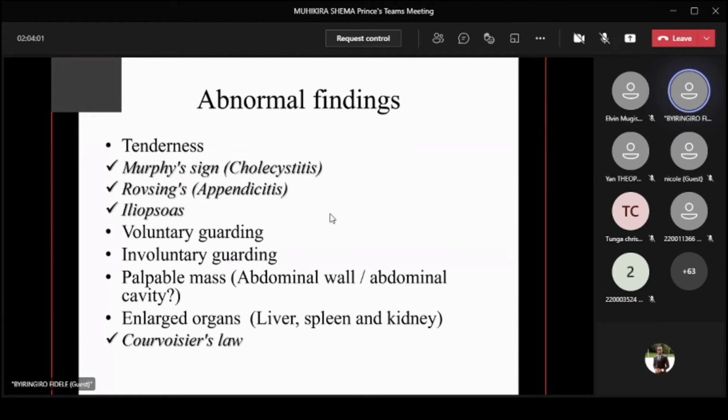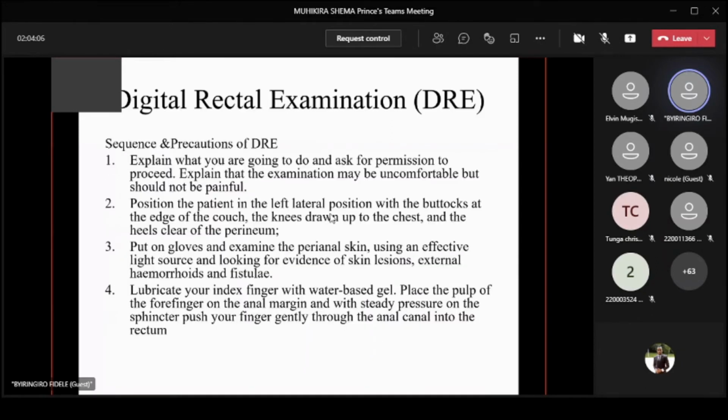So, the sequence and precautions during the digital rectal examination: you have to explain what you are going to do and ask for permission to proceed. Someone asked me what if the patient refuses. You have to explain clearly the examination, which might be uncomfortable, but should not be technically painful. You have to position the patient in the left lateral position with the buttocks at the edge of the bed and the heels clear of the perineum.